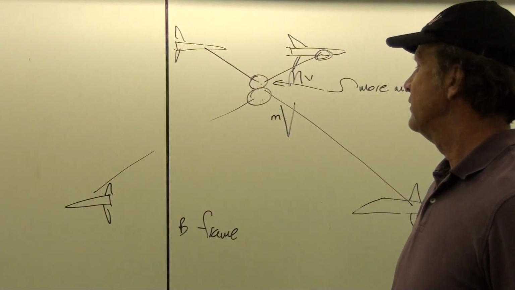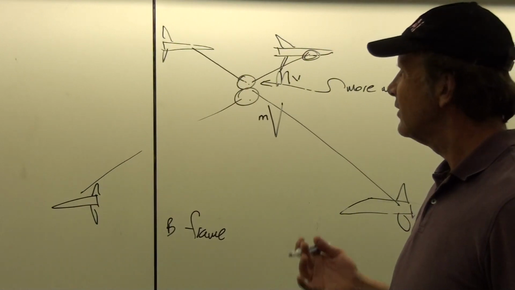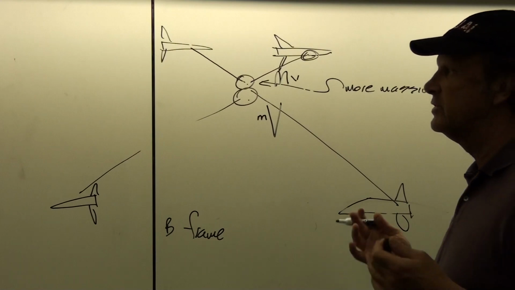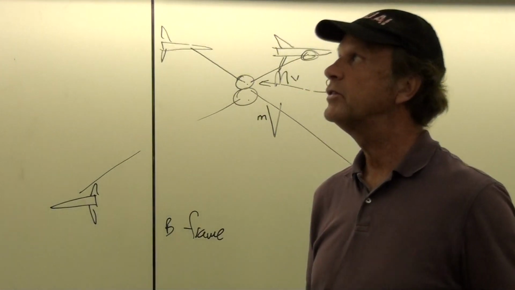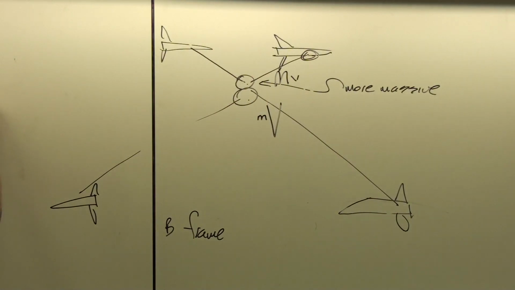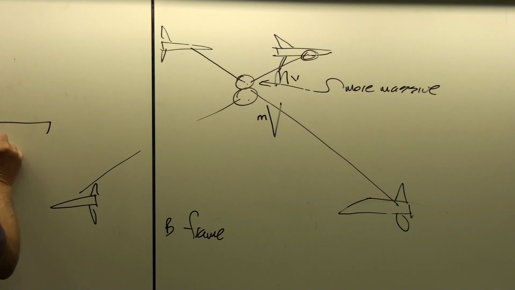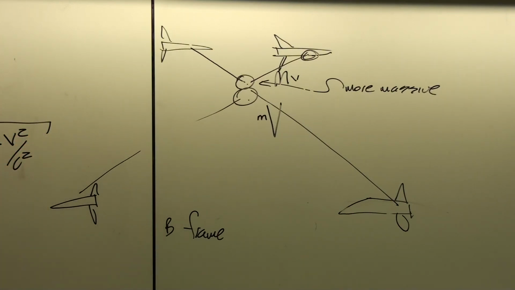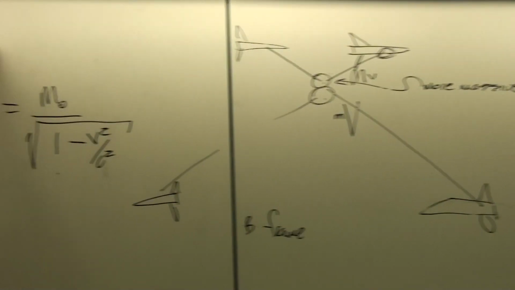And so that relationship is we have to jump into center of mass frames and do a few manipulations. This is done in your textbook. But the result is that the mass is equal to the rest mass divided by the square root of 1 minus v squared over c squared. So this is the relativistic mass increase.